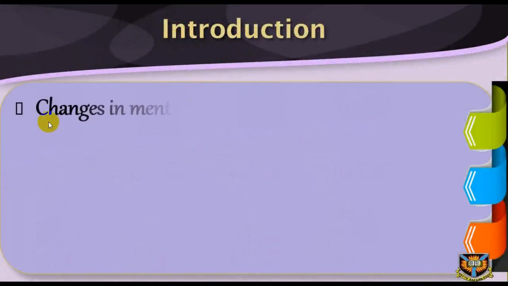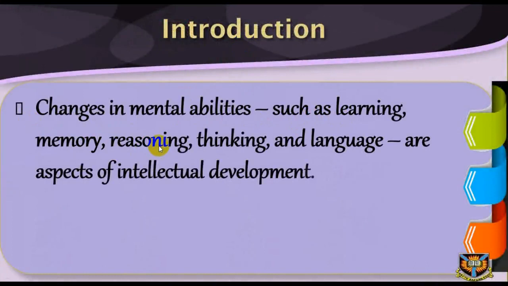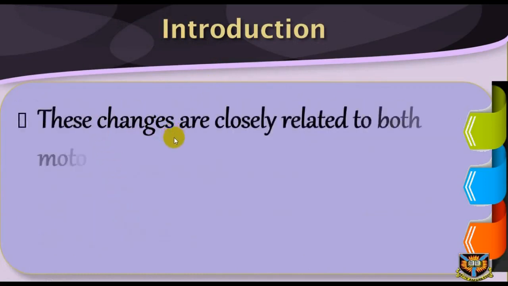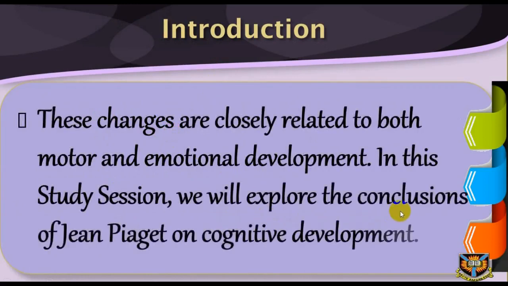Introduction. Changes in mental abilities such as learning, memory, reasoning, thinking and language are aspects of intellectual development. Cognitive development involves changes in cognitive process and abilities. These changes are closely related to both motor and emotional development. In this study session, we will explore the conclusions of Jean Piaget on cognitive development. Piaget's stage theory describes the cognitive development of children.